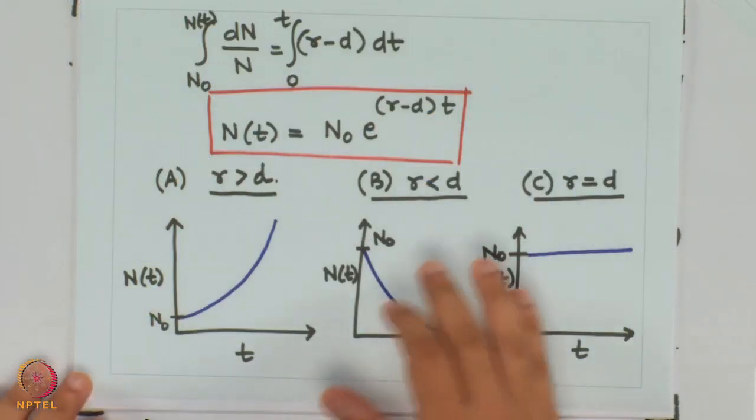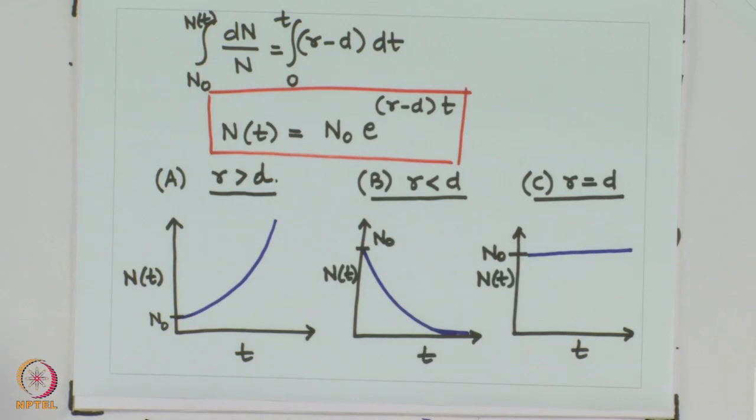In the other case, when R is less than D, growth is happening slower, but the bacteria are dying faster than they are producing progenies, and hence numbers are going to diminish with time and approach 0. And in the third case, when R is exactly equal to D, you have the same number of progenies being produced as the number of deaths taking place in the system, so birth and death exactly match each other, and the number of bacteria stays constant with time. These three have implications which we will get to.